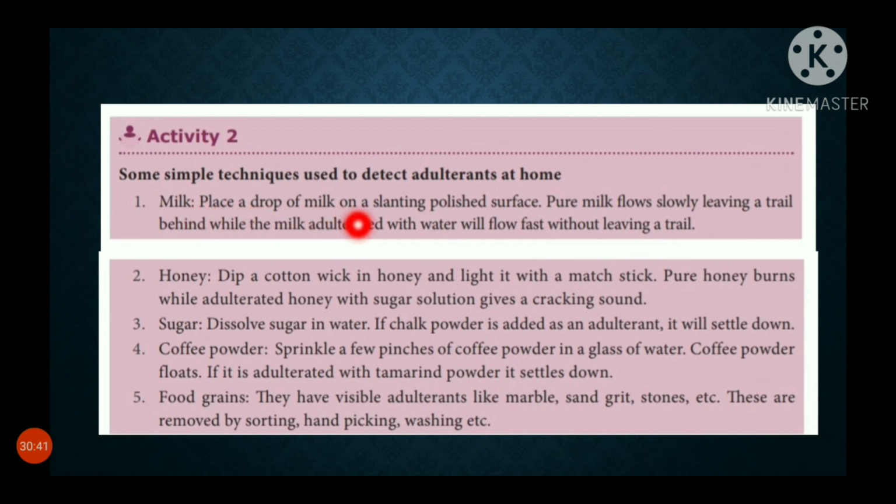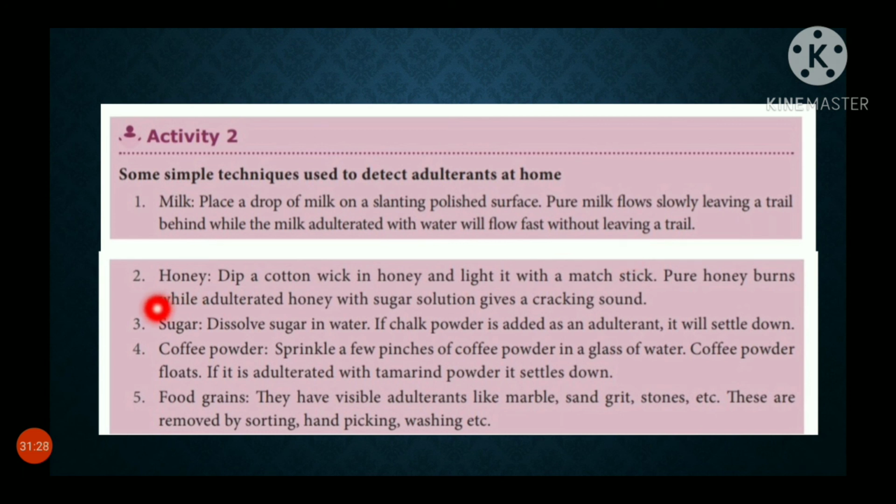Place a drop of milk on a slanting polished surface. Take a steel plate and put it in a slanting position like a slider. Put a drop of milk on it. If it leaves a white line as it falls down, that is pure milk. If the milk falls down very fast like water, that is adulterated milk, meaning water has been added to the milk.